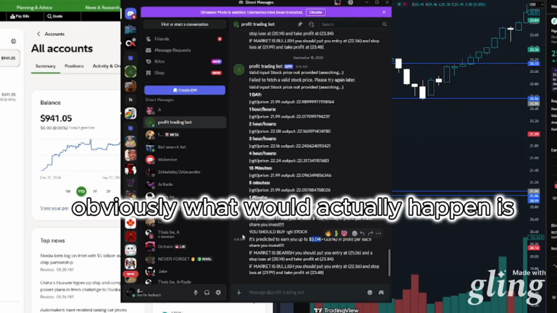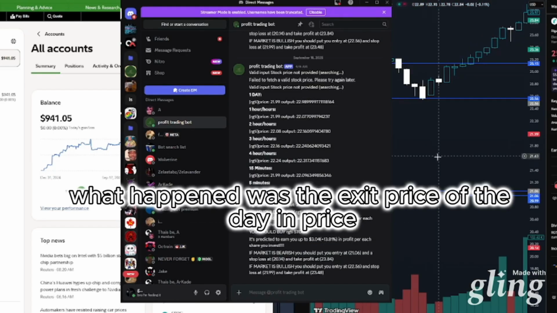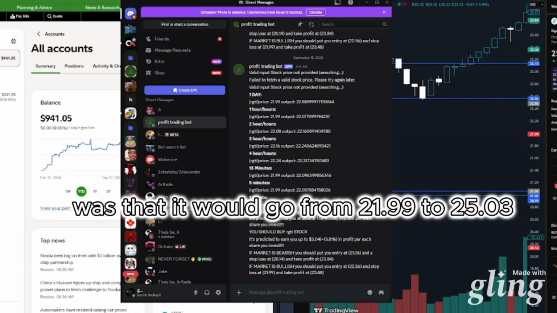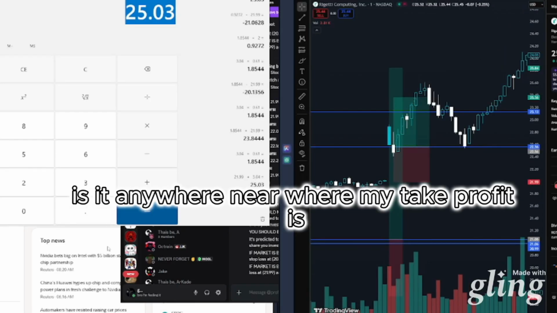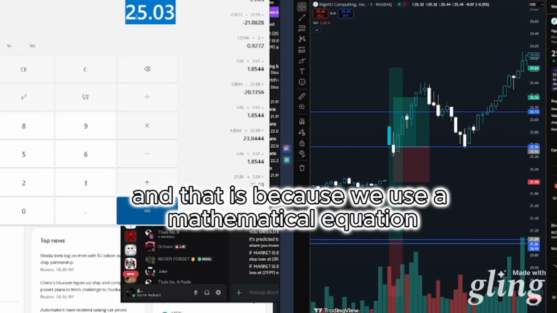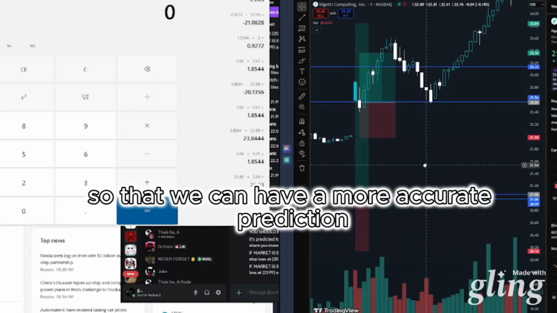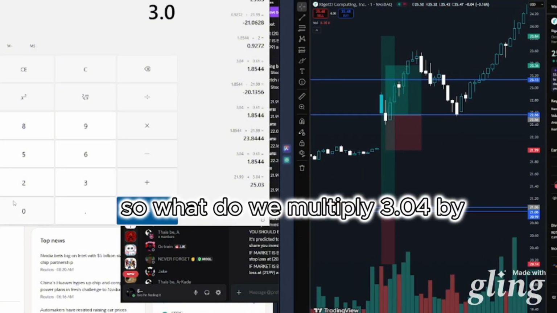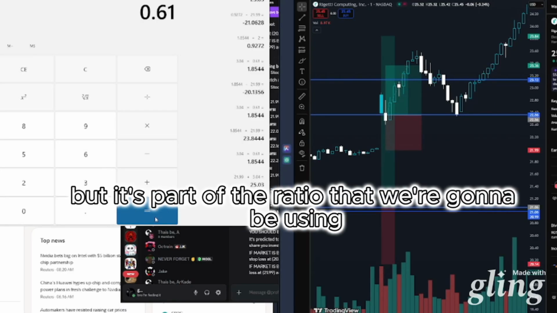What would actually happen is our GTI was predicted to go up $3. So the exit price of the day, the closing price, was 21.99, and it predicted that it would go from 21.99 to 45.03. Now, that's not what this says right here. It isn't anywhere near where my take profit is. That is because we use a mathematical equation so that we can have a more accurate prediction based off how the market's going to move during that day. So what do we multiply 3.04 by? The golden ratio. 0.61 is not the golden ratio, but it's part of the ratio that we're going to be using.